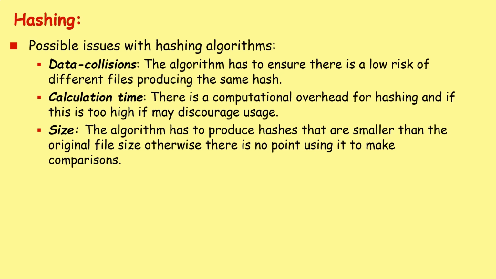Possible issues with hashing algorithms. Data collisions: the algorithm has to ensure there's a low risk of different files producing the same hash. Calculation time: there's a computational overhead for hashing, and if this is too high, it may discourage usage. This is why in the past, and even sometimes in the present, proper hashing isn't done on passwords that websites store. Size: the algorithm has to produce hashes that are smaller than the original file, otherwise there's no point in using it to make comparisons.